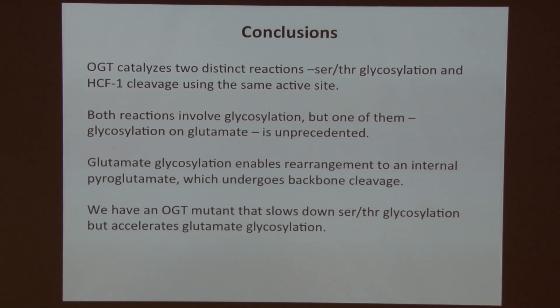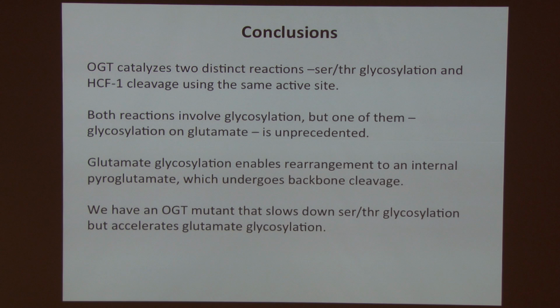So I like biology because it's always surprising, and I wouldn't have thought when I started working on OGT that it would end up having this interesting second function. And I wonder how many other cases are out there that are like this. So we've shown that both use the same active site, basically the same machinery. You're getting glycosylation on serine and threonine in one case and glycosylation on glutamate in another case. Now for a nucleotide sugar glycosyltransferase, that's unprecedented, although I should point out that there is ribosylation on glutamates and aspartates. And then you get this rearrangement, and we think that both the glycosylation and the rearrangement happen on the enzyme. We don't know about the ultimate cleavage.